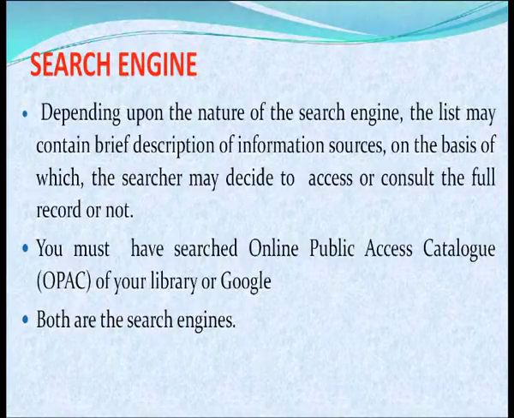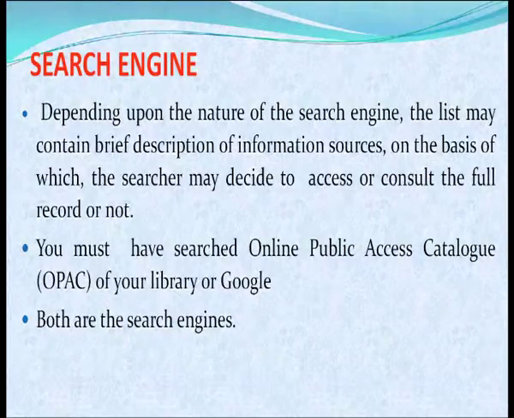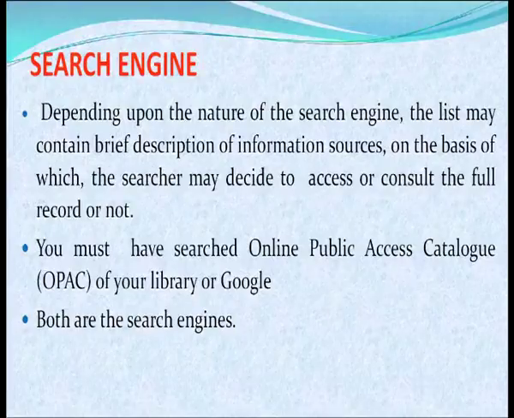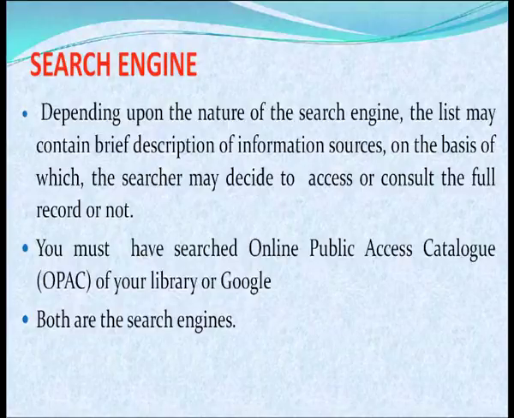Depending upon the nature of the search engine, the list may contain a brief description of the information sources, on the basis of which the searcher may decide to access or consult the full record or not. When it comes on the screen, you will finally decide whether you want to take up this information, whatever has come up, or go to the next step. Everybody must have searched the online public access catalog, that is OPAC, in your library, or the Google search engine, which is commonly used.